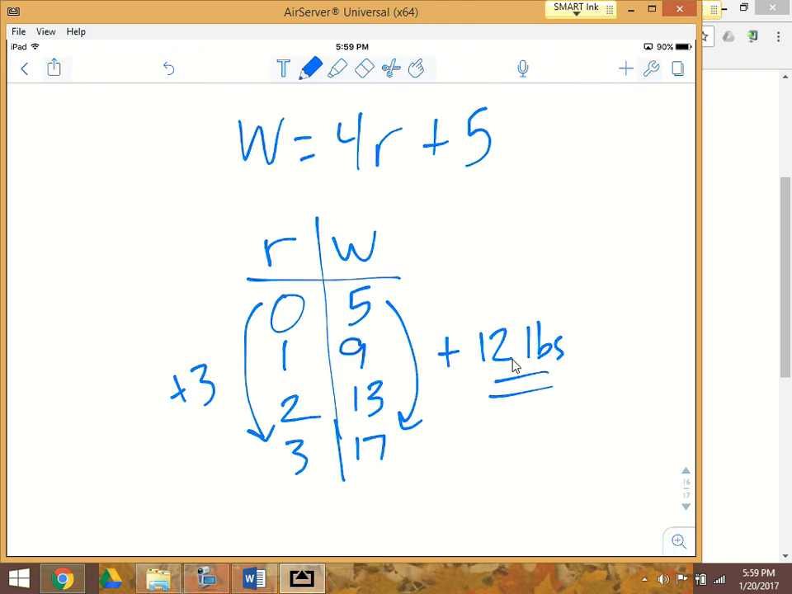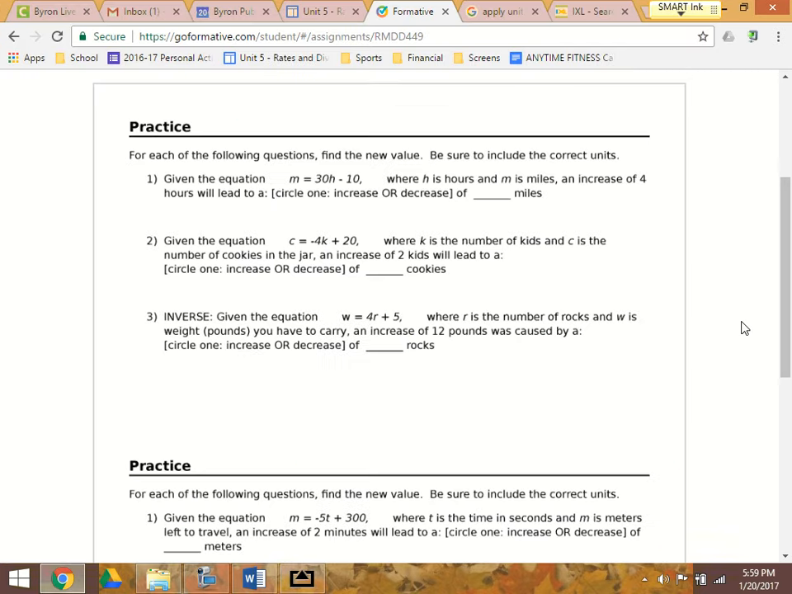How many rocks increase or decrease for an increase of 12 pounds? Well, it looks like I have an increase of 3 rocks. So I'm going to go over here and circle increase and 3 rocks. Again, where do we come up with that 12 pounds? Well, it's because 4 times 3 is 12. And that's where we get the 12 extra pounds for W.